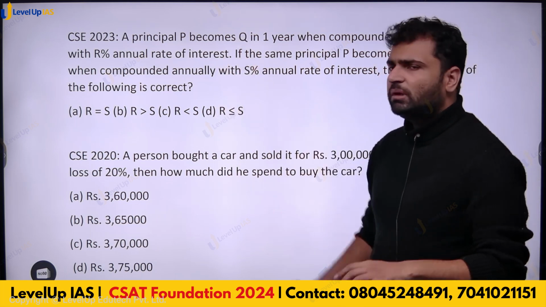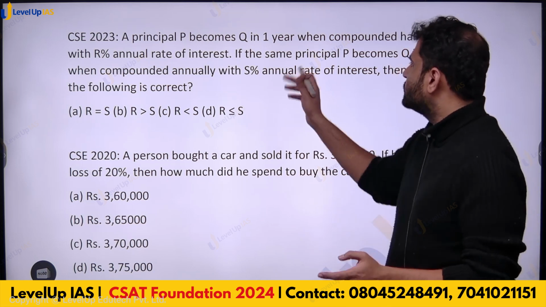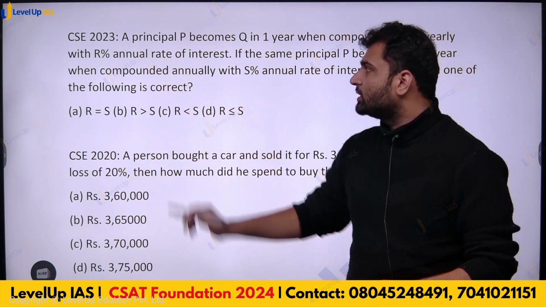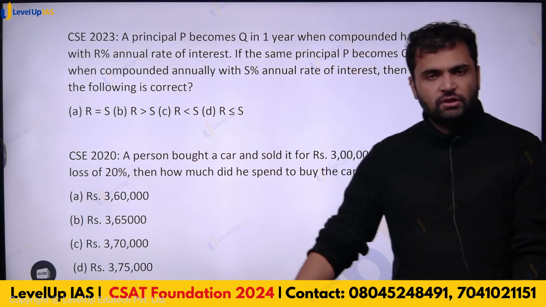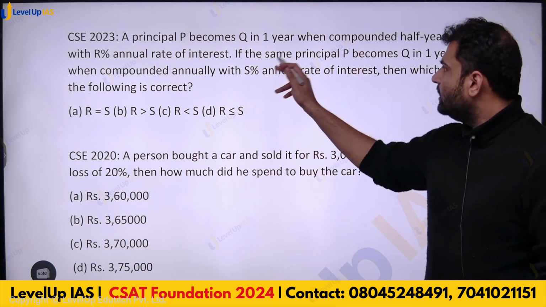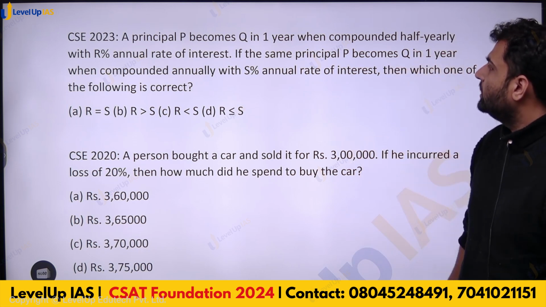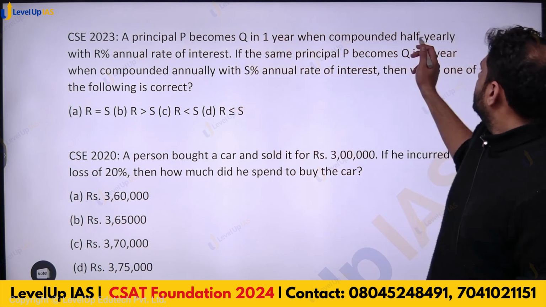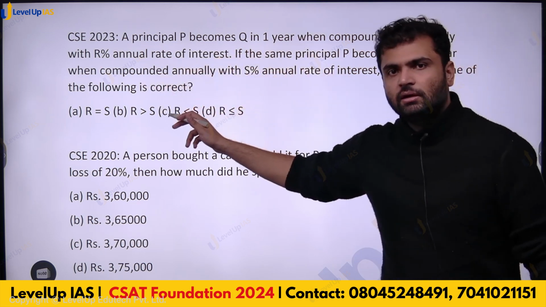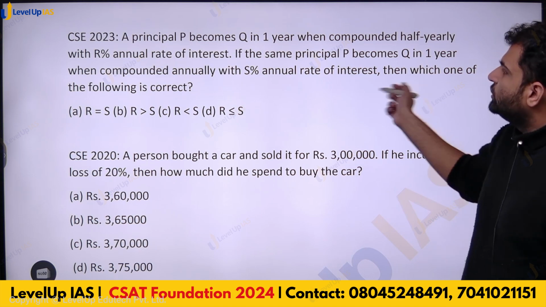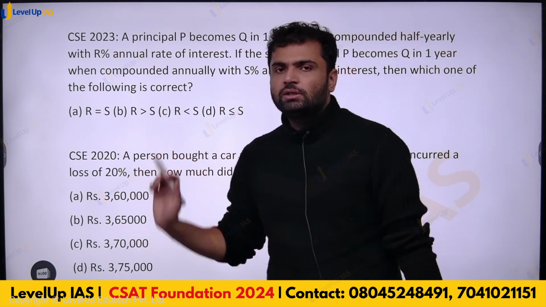See, there is a principal P. It becomes Q in 1 year when compounded half yearly with R% annual interest rate. That is the first set of information. And secondly, the same principal P becomes Q in 1 year when compounded annually, that is, this is half year compounding, this is yearly compounding with S% annual interest rate. Then which one of the following is true?